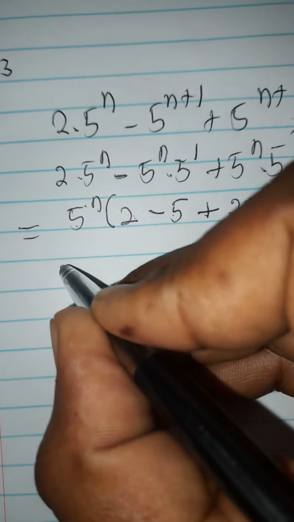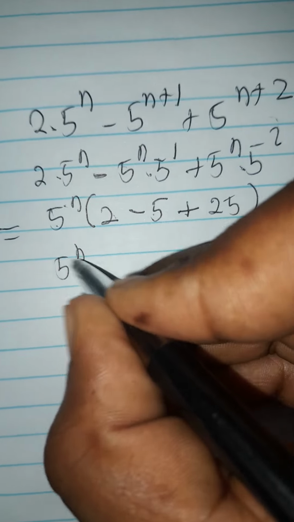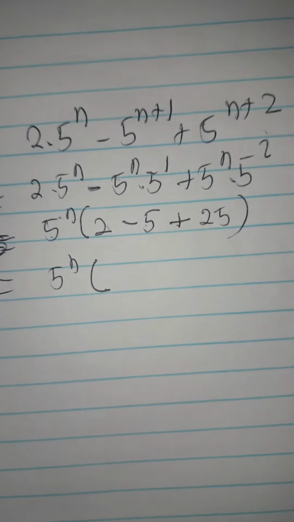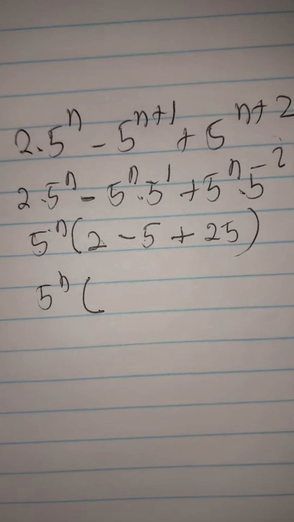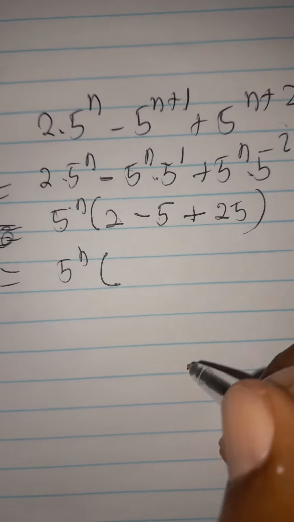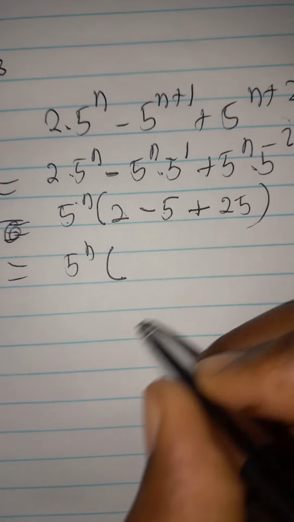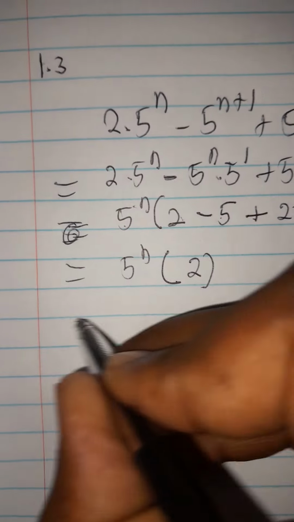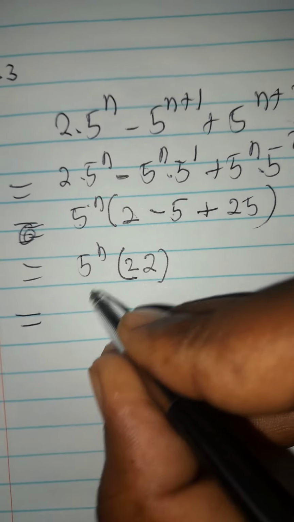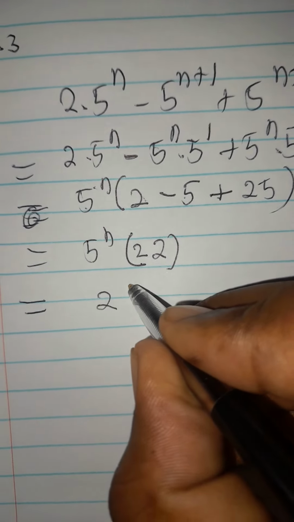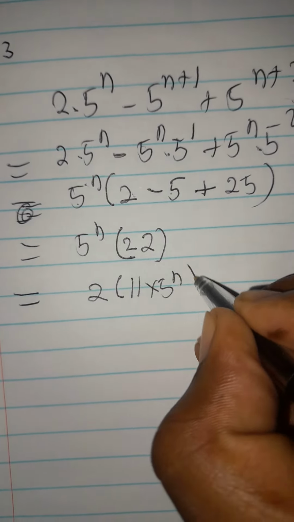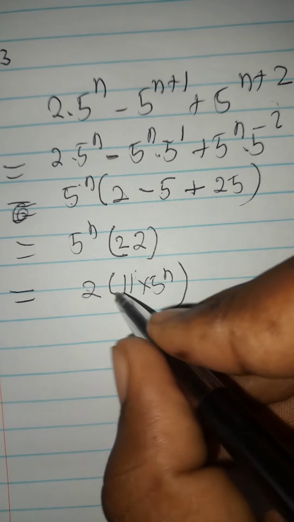Okay, so in this case, what can we do? Since we are simplifying, 2 minus 5 plus 25, what is that? That will be 22. It's the same as having negative 5 plus 25, the same as 20 plus 2, that will be 22. So we can just factor out and say 2 times 11 times 5 to the power of n. 2 times this, okay.